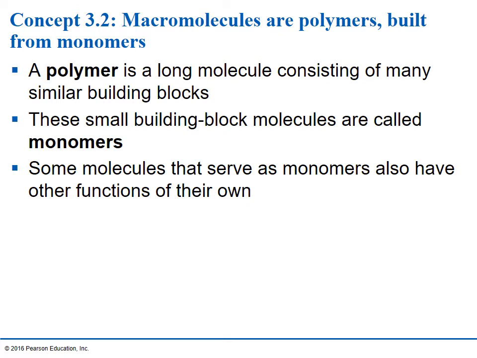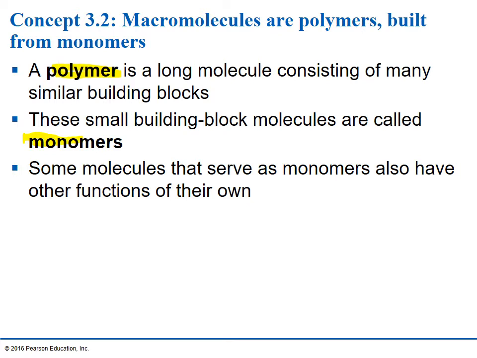So the concept first is that macromolecules are polymers. They're built from monomers. Mono meaning one or single. So a monomer is a single unit, or the smaller part that's going to make up the whole big thing. Poly means many. So a polymer is a bunch of monomers strung together.